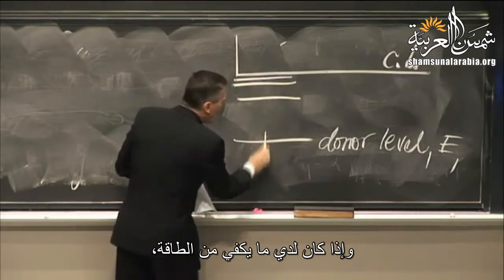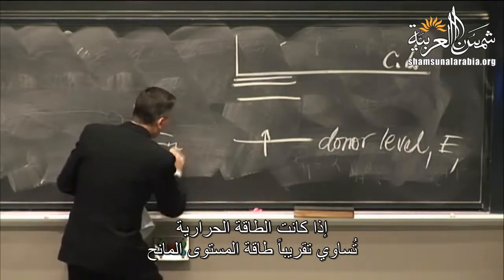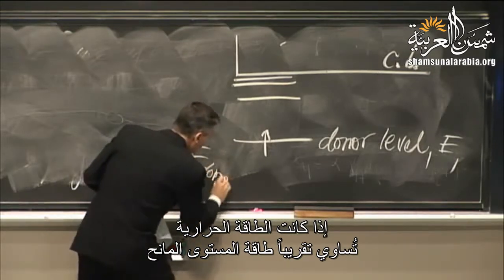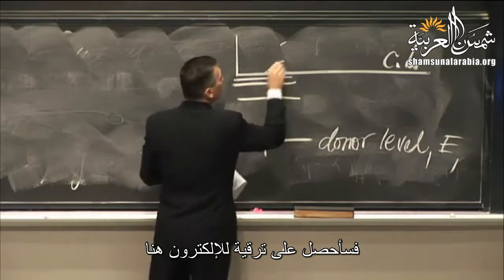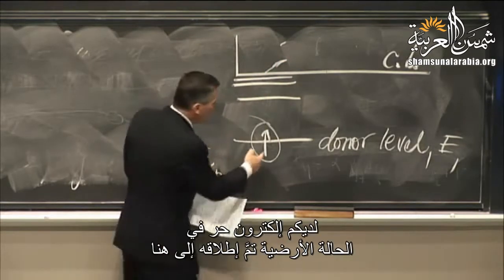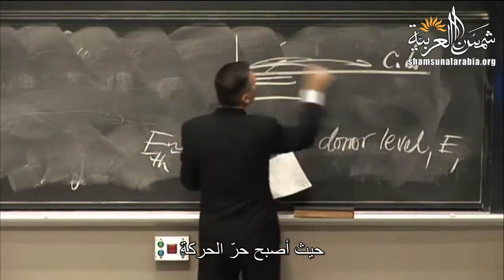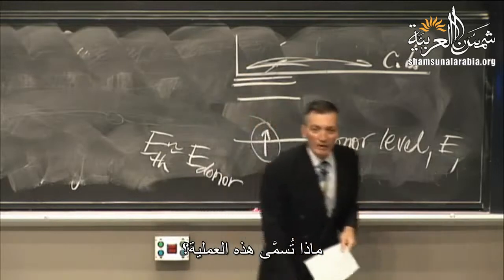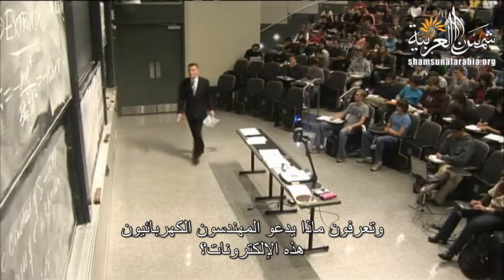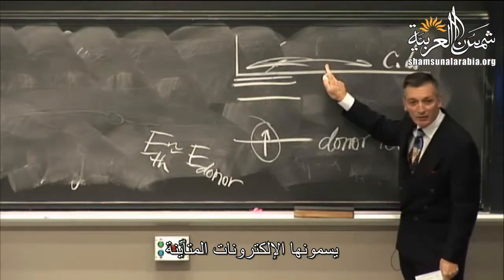And if I have enough energy, if E thermal is on the order of E donor, I get promotion of these up into here. Now what do we say if this were the Bohr model? You have an electron that moves from the ground state up into here where it's free to move. What's that process called? Ionization. And you know what the electrical engineers call these electrons? They call them ionized electrons.